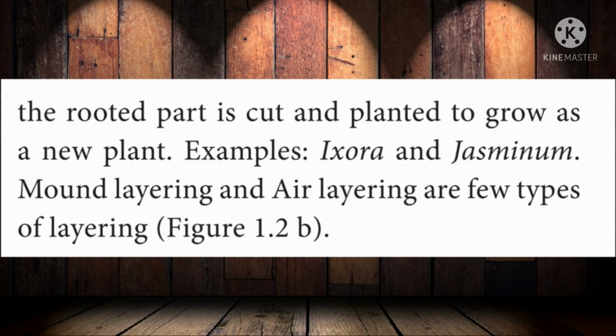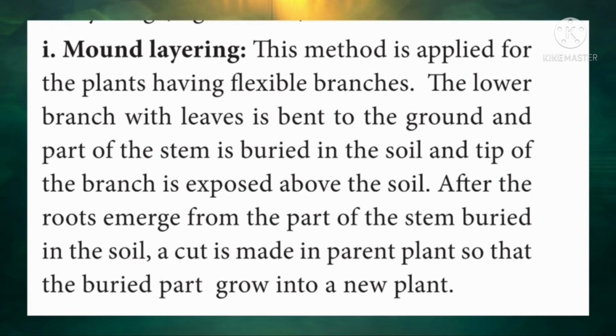There are two types of layering. One is mound layering, another one is air layering. Examples are jasminum and ixora plants. Mound layering is applied for plants having flexible branches. The very lower branch with the leaves is bent to the ground, part of the stem is buried in the soil, and the tip of the branch is exposed above the soil. After the roots emerge, it can be easily cut from the mother plant and starts to grow as a new plant.